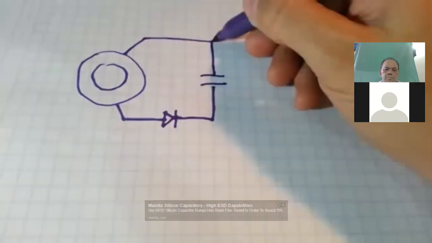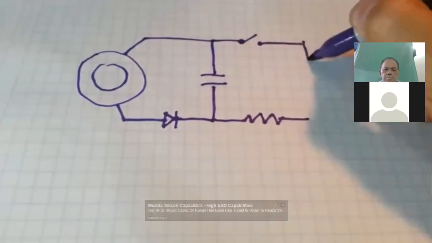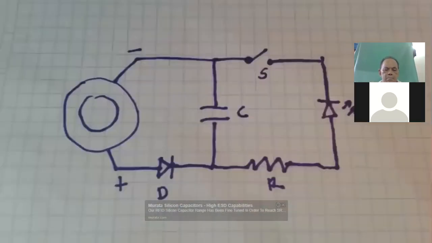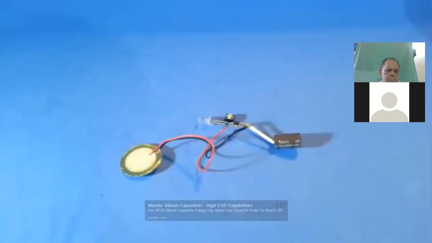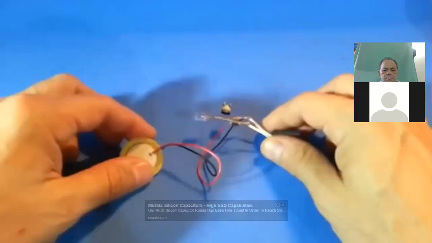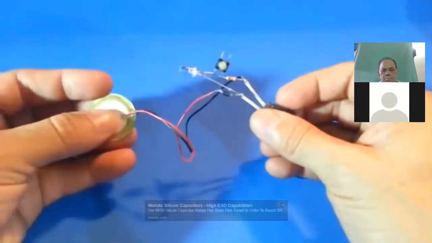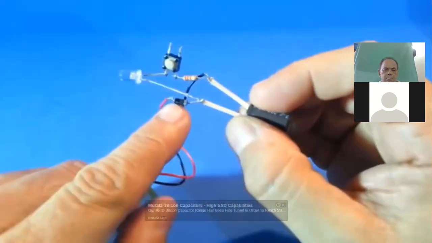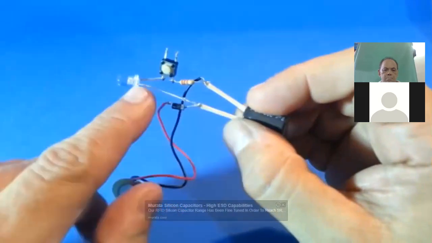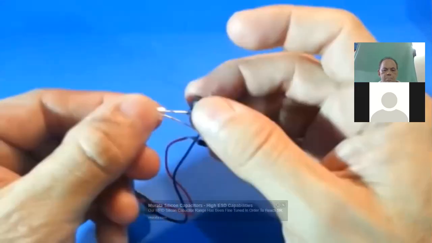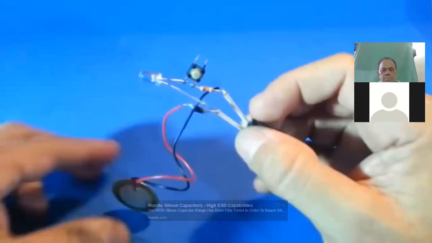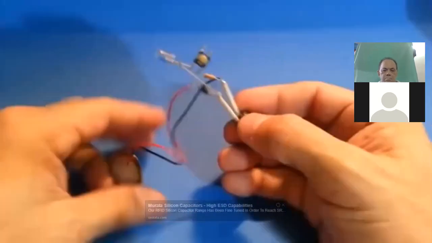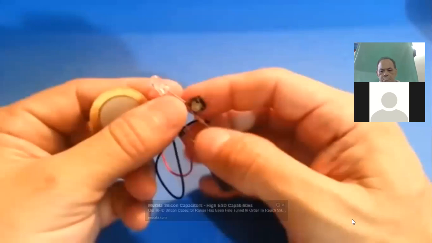Now let's make a slightly more complicated circuit, adding an LED and a switch. Here's our circuit. We have the piezoelectric element connected to the capacitor through a diode. The diode rectifies the output from the piezo. We have the LED, the resistor, and the switch. Let's now turn off the light. And when we press the switch, the energy stored in the capacitor is used by the LED.